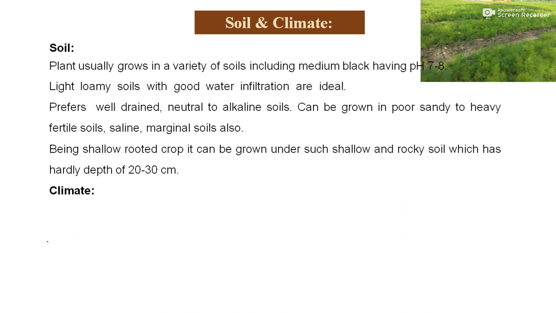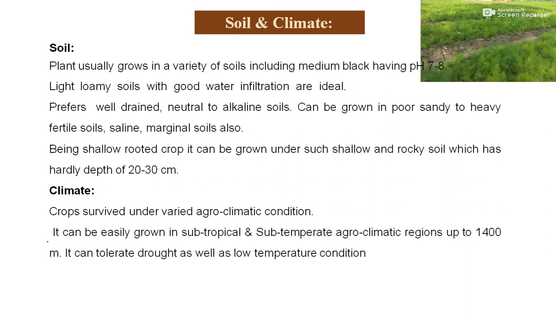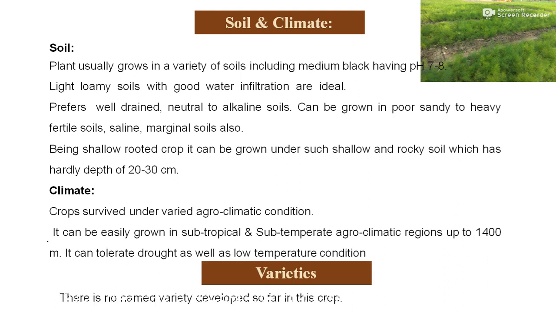Then regarding the climatic requirement of this crop. The crop survives under varied agroclimatic conditions. It can be easily grown in subtropical and subtemperate agroclimatic regions up to 1400 meters. It can tolerate drought as well as low temperature conditions. Regarding varieties, there is no named variety developed so far in this crop.